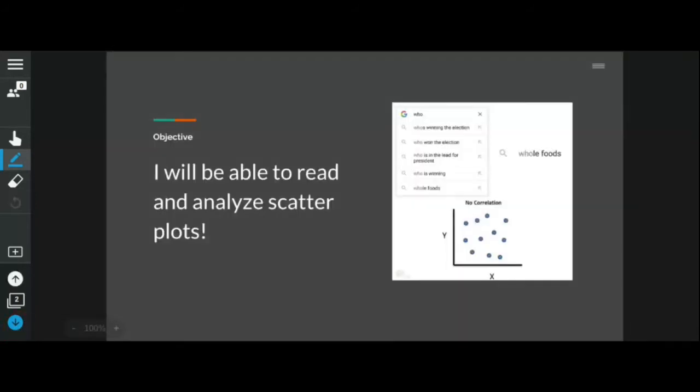All right, a chapter anew, and we will be able to read and analyze scatter plots. Why was this funny when I got this meme? I don't know. Not funny.